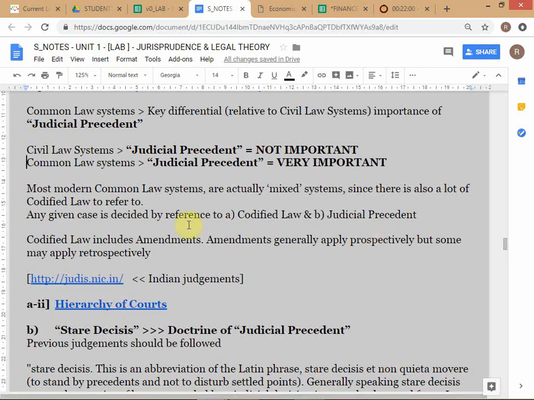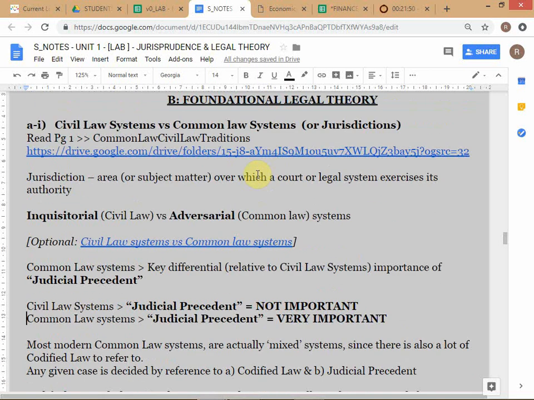In civil law systems, we don't really care about this judicial precedent aspect of it. The civil law systems, as you will see when you read that first page, are very heavily codified systems. Codified means there is written law, and judges are supposed to follow what the law is saying. How a particular judge decided the same case earlier is not important to a civil law judge. Whereas in a common law tradition, judicial precedent is officially considered important.